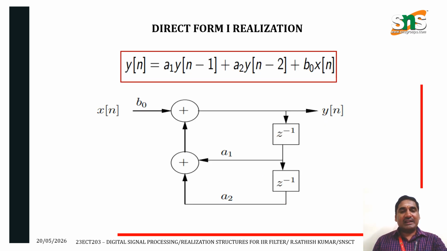Next one, direct form 1 realization. y of n is equal to a1 into y of n minus 1 plus a2 into y of n minus 2 plus b naught of x of n. x of n multiplied by b naught is added to give the output y of n. a1 multiplied with y of n minus 1, obtained through z inverse, gives a1 into y of n minus 1, and again through z inverse we get a2 into y of n minus 2. Now we get the output as y of n is equal to a1 into y of n minus 1 plus a2 into y of n minus 2 plus b naught of x of n.